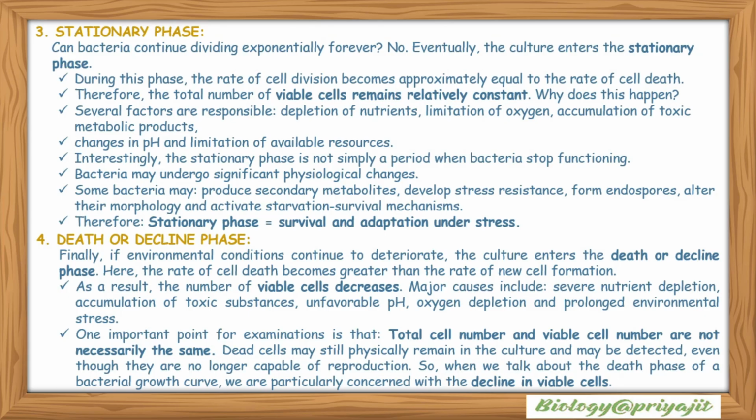No. Eventually the culture enters the stationary phase. During this phase, the rate of cell division becomes approximately equal to the rate of cell death. Therefore the total number of viable cells remains relatively constant. Why does this happen? Because several factors are responsible, such as depletion of nutrients, limitation of oxygen, accumulation of toxic metabolic products, changes in pH, and limitation of available resources.